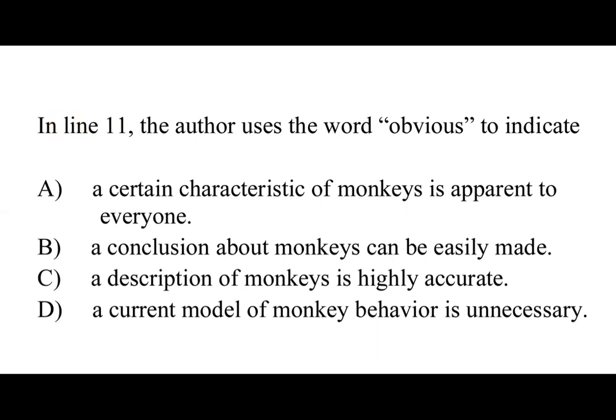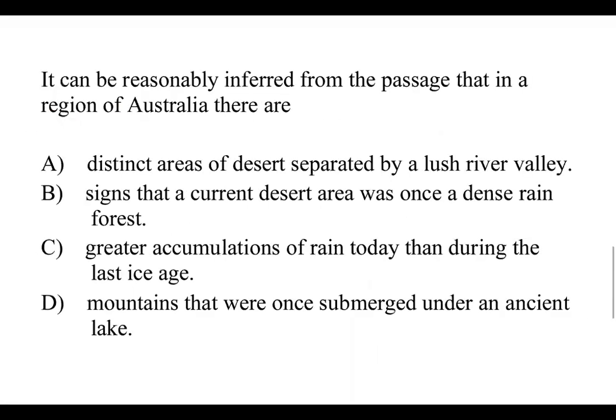And then we're going to move on to questions like this. There are always going to be questions that are about something specific, but don't give us a line reference. This one says it can be reasonably inferred from the passage that a region of Australia. So somewhere in the passage, they talk about some region of Australia. But now that we've done these other questions, we have a better chance to get this right, number one, and also be able to do this faster, because hopefully we'll know where to find this answer much faster.